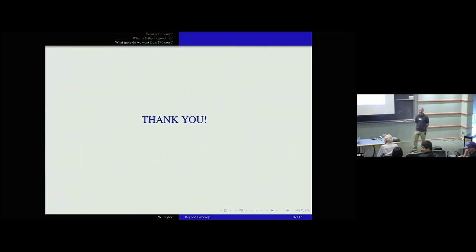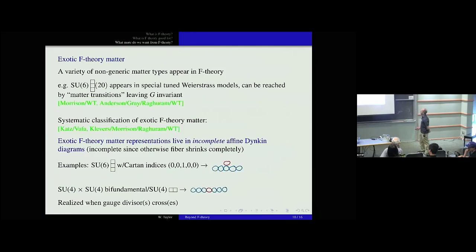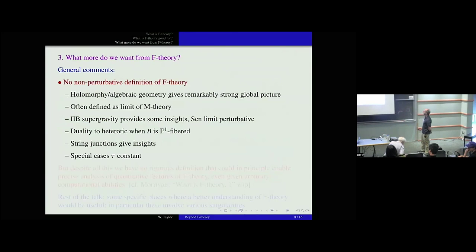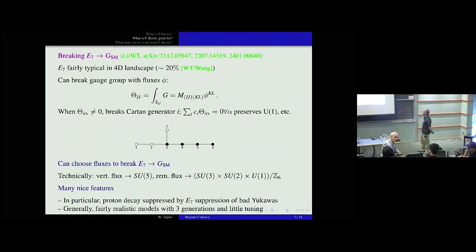Question. I just had a question, actually. In your case where you're breaking these big GUT groups down to something like the standard model, the global choices that you're making for your vertical plus remainder flux, did those reduce on the 7-brane world volume to the so-called hypercharge flux that people were interested in?